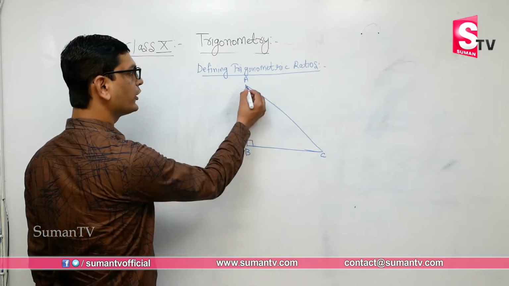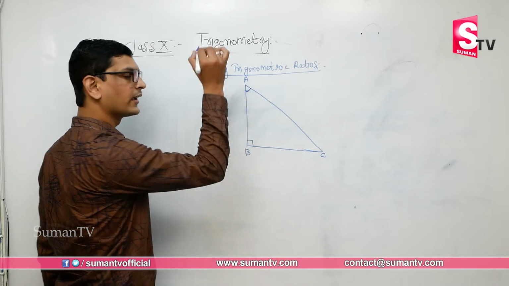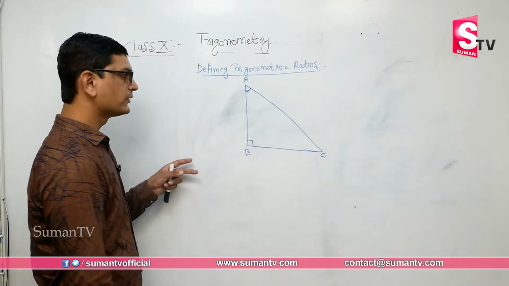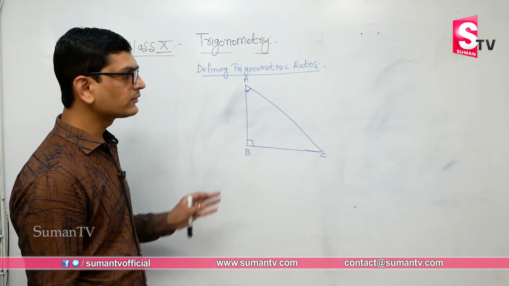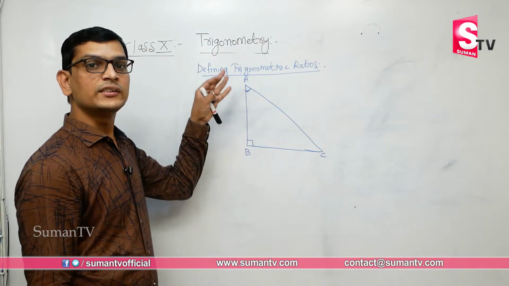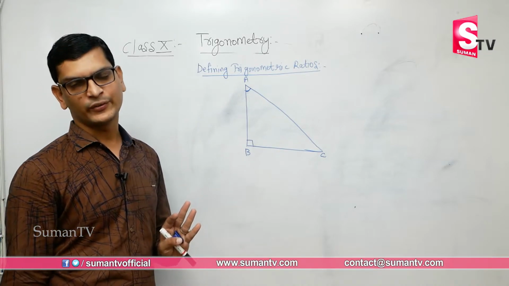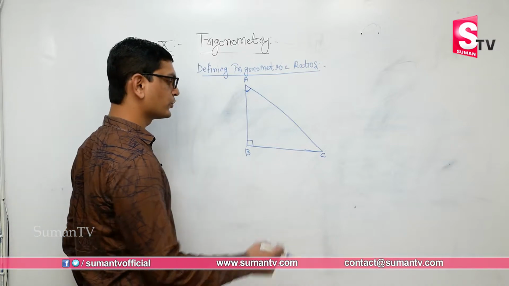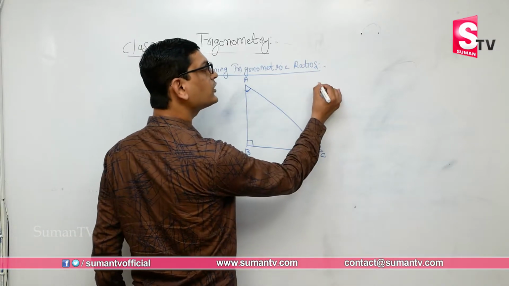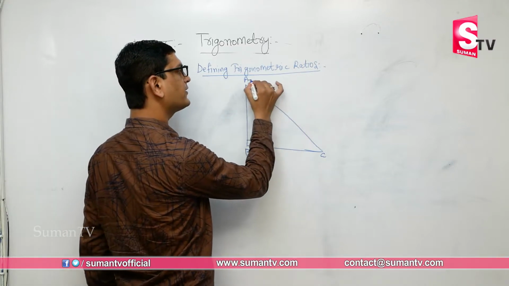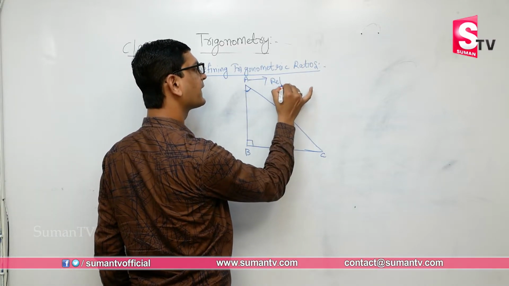Okay, and I'm going to take the angle as A. So let me discuss the three basic trigonometric ratios. The first trigonometric ratio I'm taking with respect to angle A. The reference is angle A.